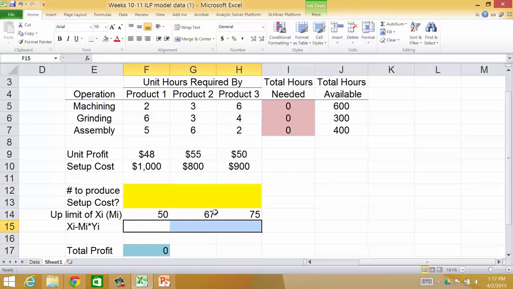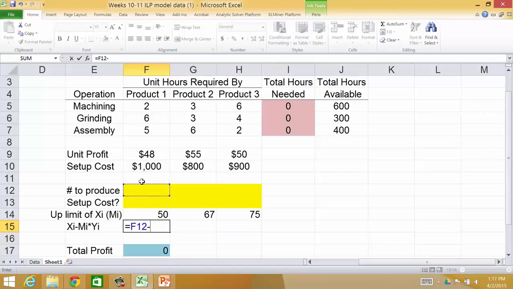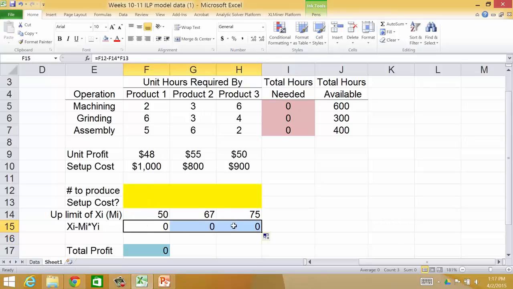We'll make sure this row is less than or equal to 0 when we set up the solver window. So here, this equals our xi subtract the big M times the y. So x subtract the product of these two, and then copy it all the way here. And then highlight this row to be a constraint, the left-hand side of our constraint.